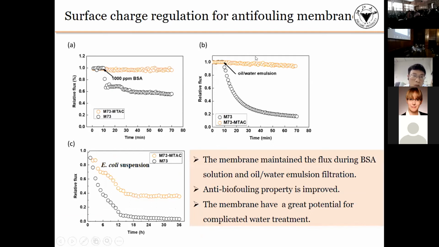And now we also used the membrane to do the filtration experiment. We can find for the BSA solution and the oil water emulsion, the water flux remained very stable. But for the original membrane, the flux decreased sharply. Also, with our membrane, we can get very high water flux retention.